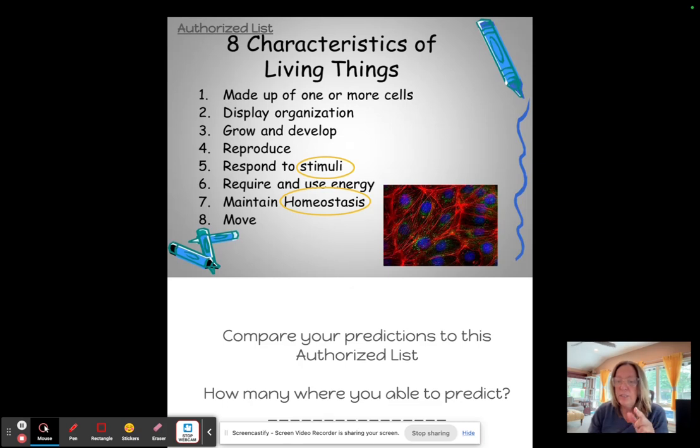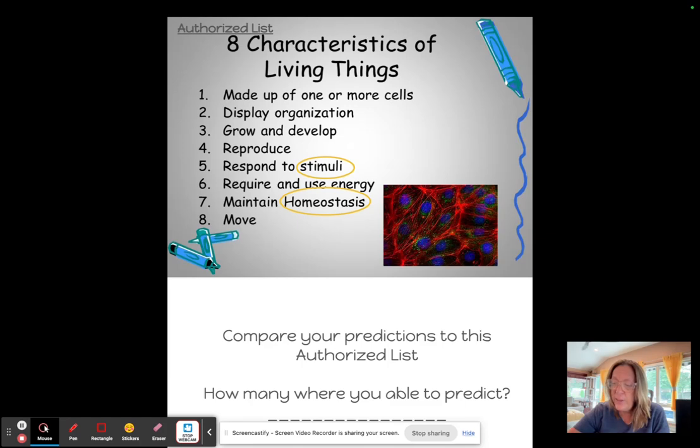Respond to stimuli. So, stimuli here is circled in yellow, and that's because it is one of our two vocabulary words for this assignment. And the next one is requires and uses energy. Number 7 is maintaining homeostasis. Homeostasis, another vocab word here. So going back to number 6, I bet a lot of you got that one because you could have said needs food or something like that. And that would have counted for requires energy.